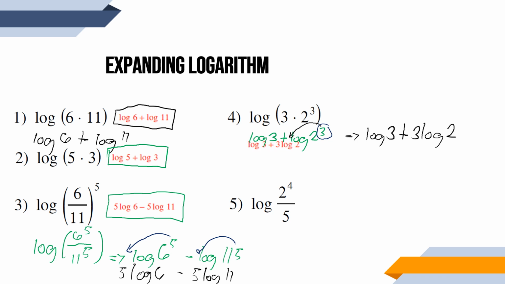Number 5, we have here again division. So we are going to subtract. So this is what will happen. We have log of 2 raised to 4 minus log of 5. And then simplify again.